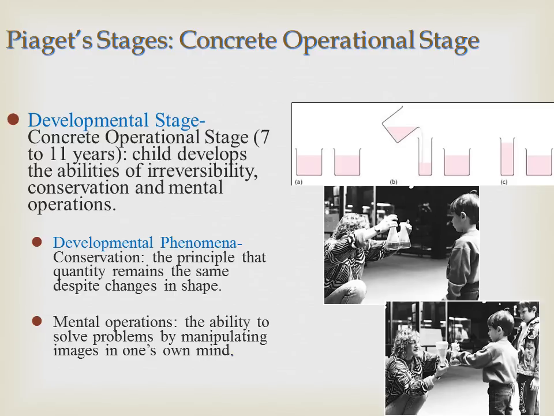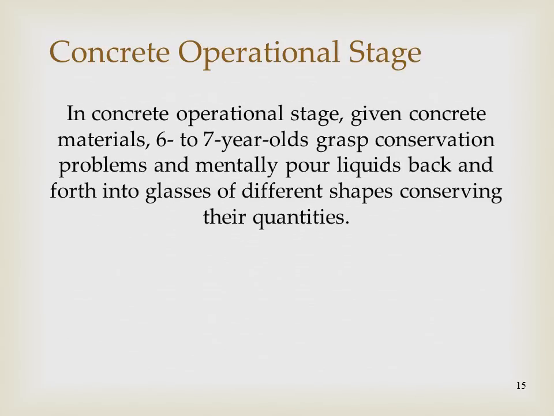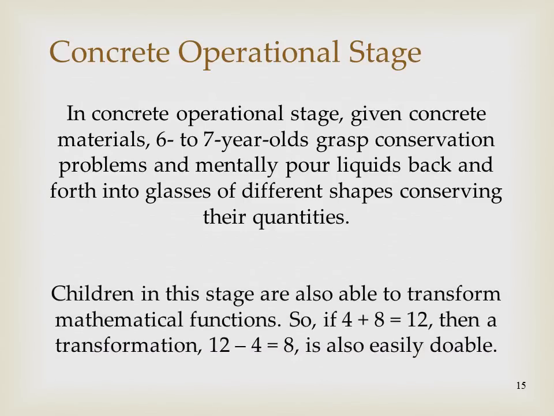Maybe you were able to read, or maybe you were just beginning to be able to read. Those are all the mental operations that happen at this time. Okay, so concrete operational stage. In the concrete operational stage, given concrete materials, 6 to 7-year-olds grasp conservation problems and can mentally pour liquids back and forth into glasses of different shapes and understand it's the same quantity.